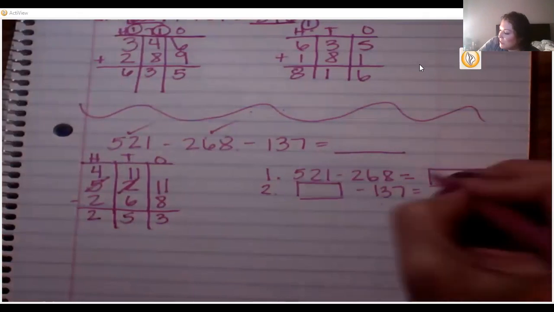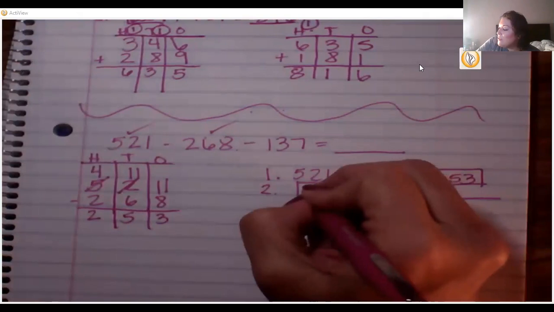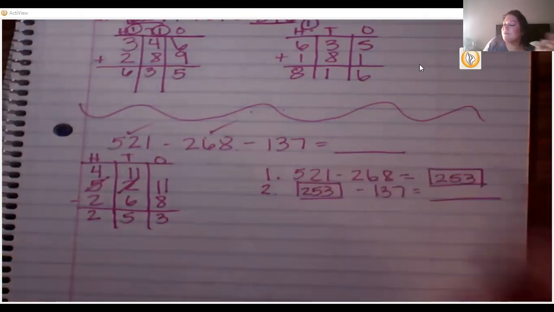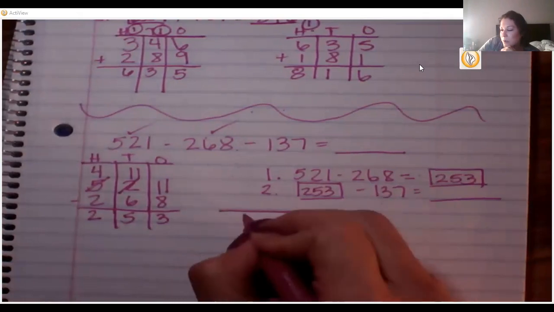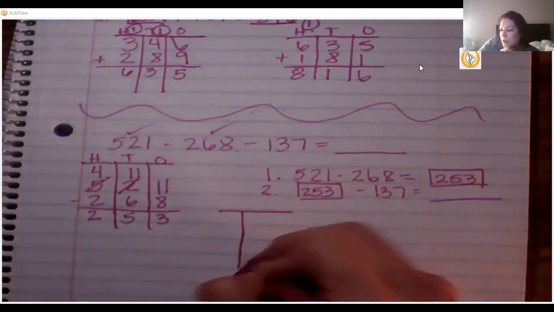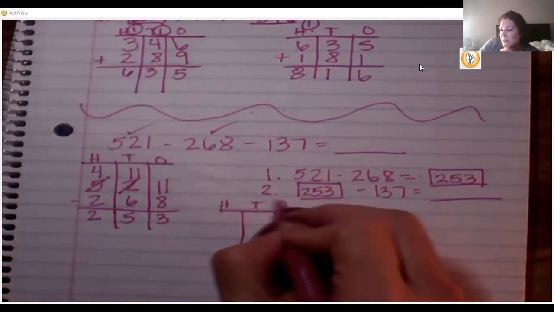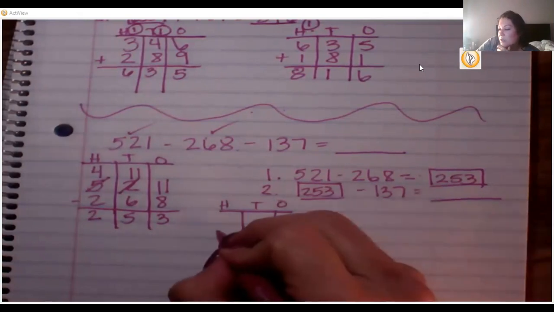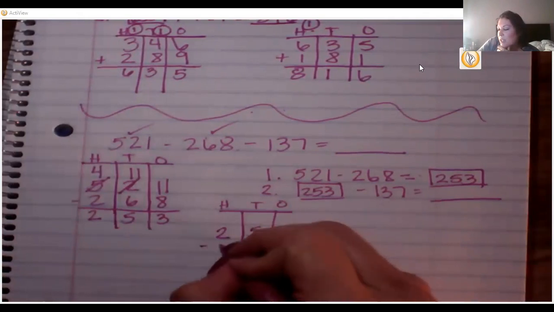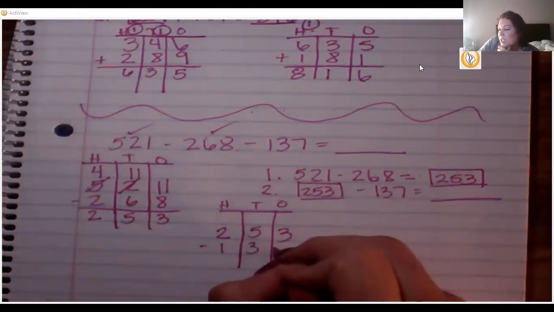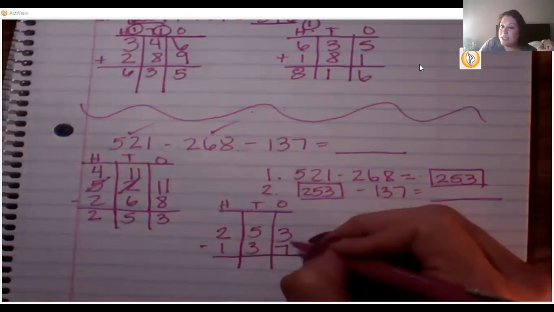This goes into the plan. Now I have 253, and I'm going to take away 137. So let's set that one up right here. I have my hundreds, tens, ones. I'm going to skip a space. 253, taking away 137. And I have 3, and I'm taking away 7.